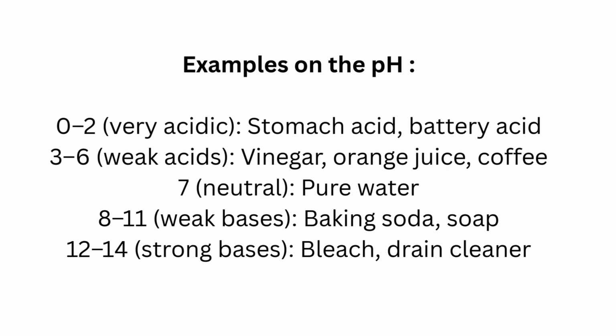Examples on the pH. The stomach acid is very acidic, in the range of 0 to 2. Vinegar is a weak acid, in the range of 3 to 6. Pure water is neutral, and the pH is 7. Weak bases are baking soda and soap, which range from 8 to 11. Bleach is a strong base, in the range of 12 to 14.